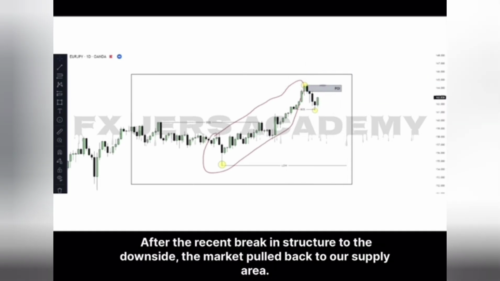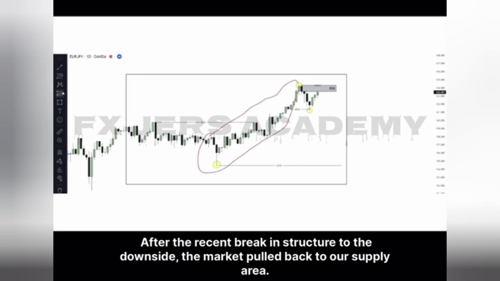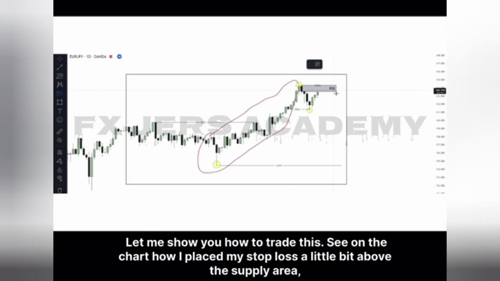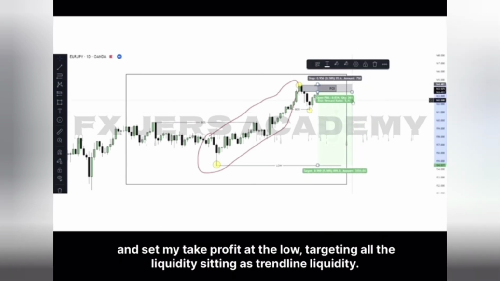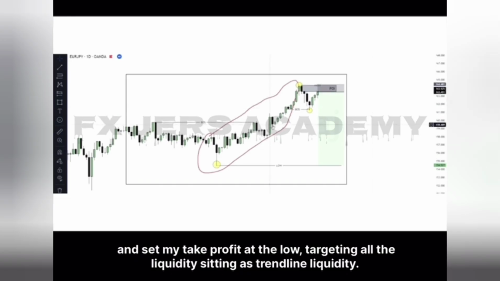After the recent break in structure to the downside, the market pulled back to our supply area. Let me show you how to trade this. See on the chart how I placed my stop loss a little bit above the supply area and set my take profit at the low, targeting all the liquidity sitting as trendline liquidity.